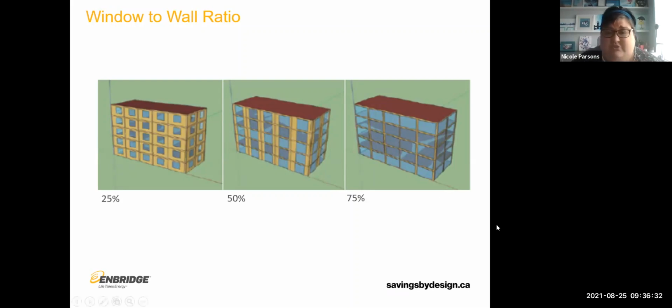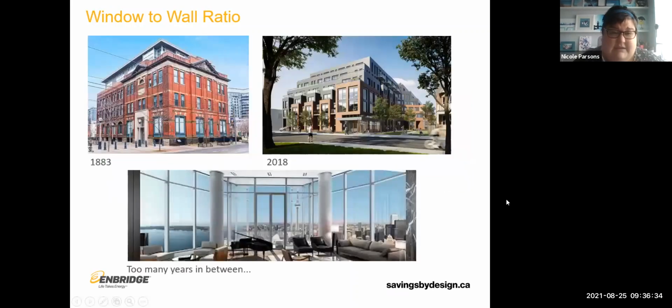If we go to the next slide, I've pulled a couple photos. This is a condo conversion in downtown Toronto. The original building was built in 1883, in the top left there. And you can see that there are a nice few windows, but there's also a lot of wall area. I've been in this building. I've worked on this building. None of the spaces feel dark. There's lots of natural light.